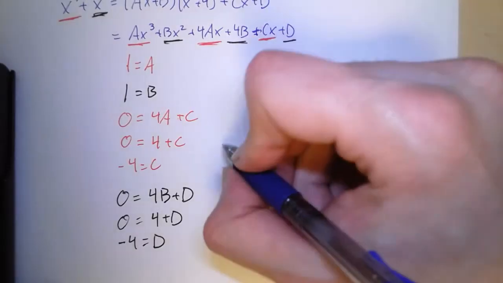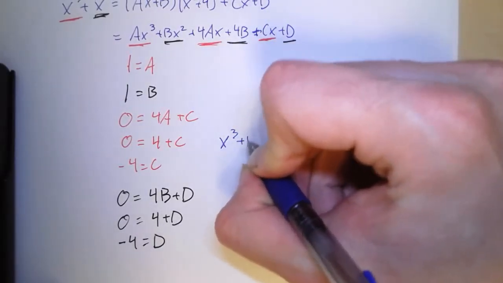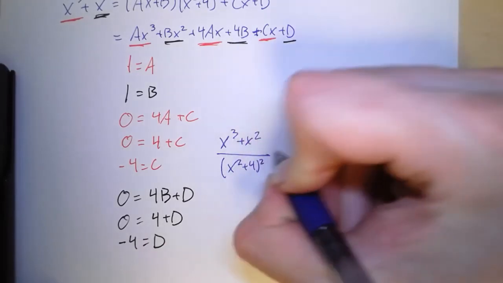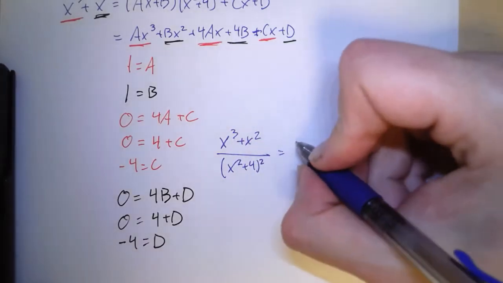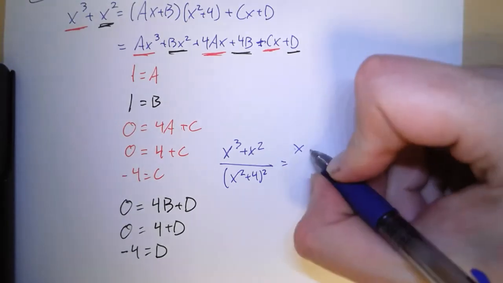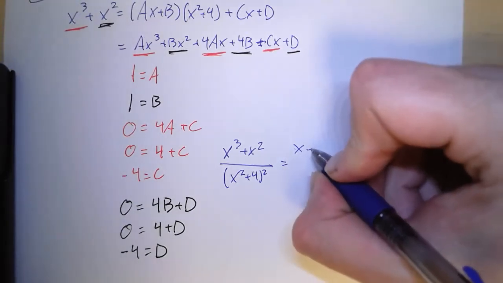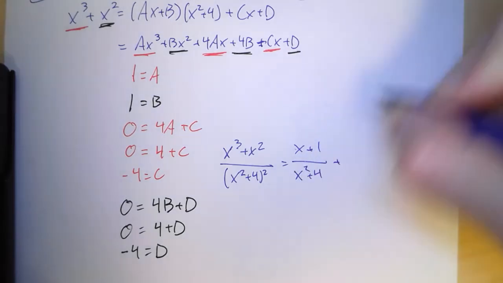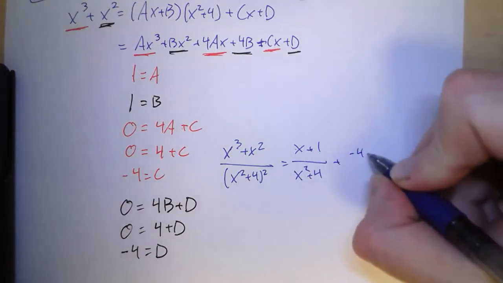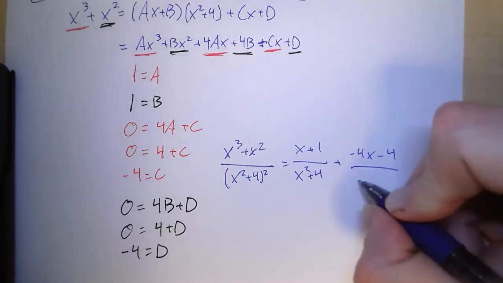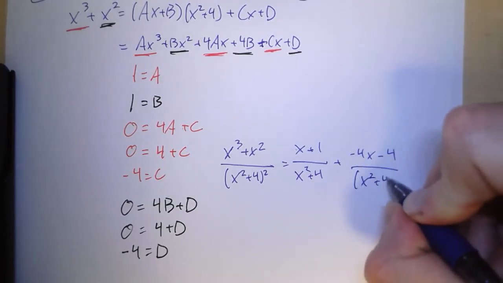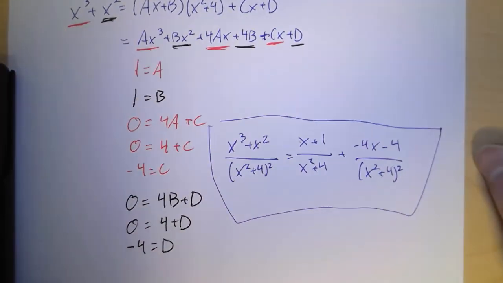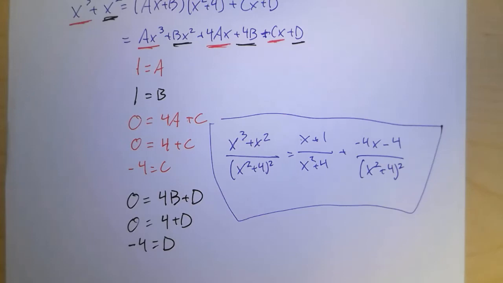So when we write this out, we have x cubed plus x squared all over x squared plus 4 quantity squared. And so a is 1, so that's x. b is 1, so plus 1, all over x squared plus 4. And then c is -4x minus 4, all over quantity x squared plus 4 quantity squared. So there is our partial fraction decomposition for this one.